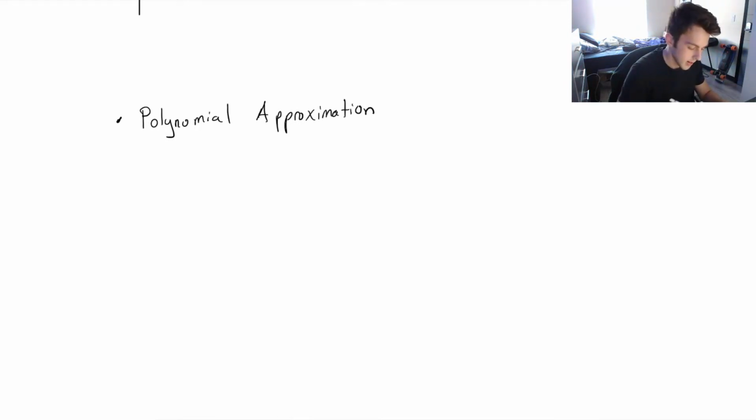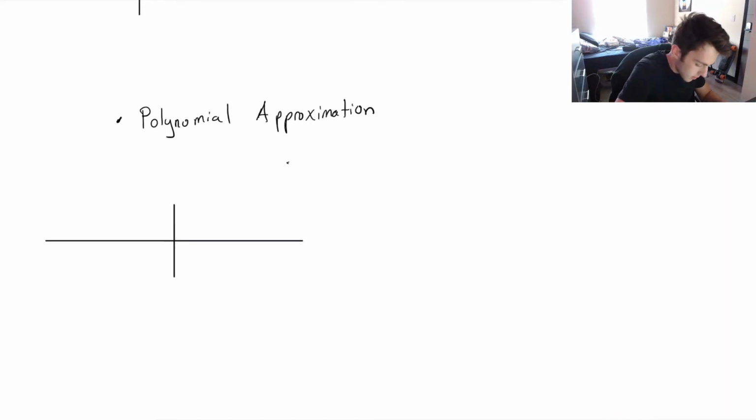So let's take an example with a trig function, like a sine. Let me write out sine. It looks something like this. This is y equals sine x. And then this is my y, this is my x.